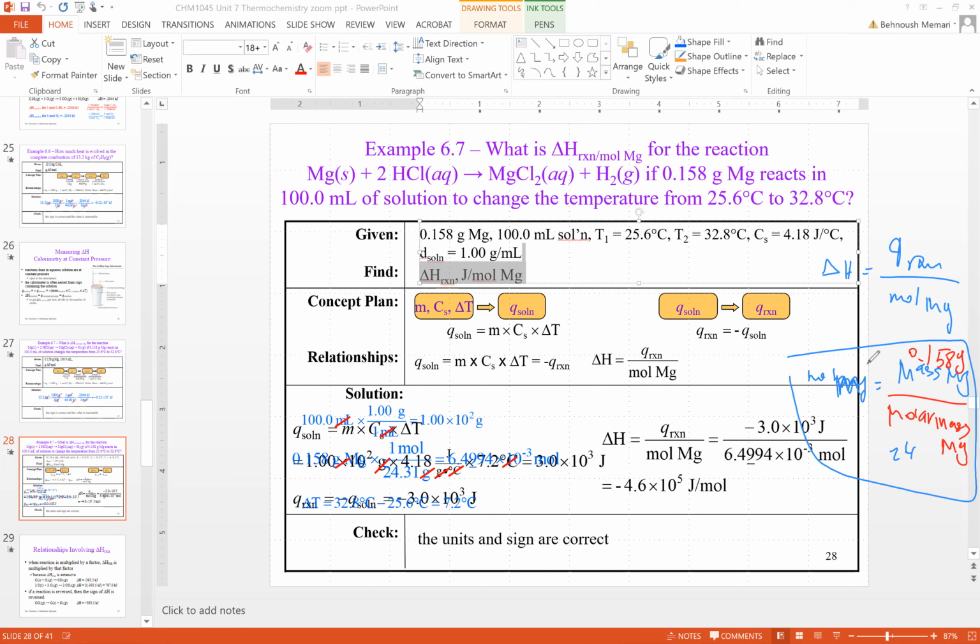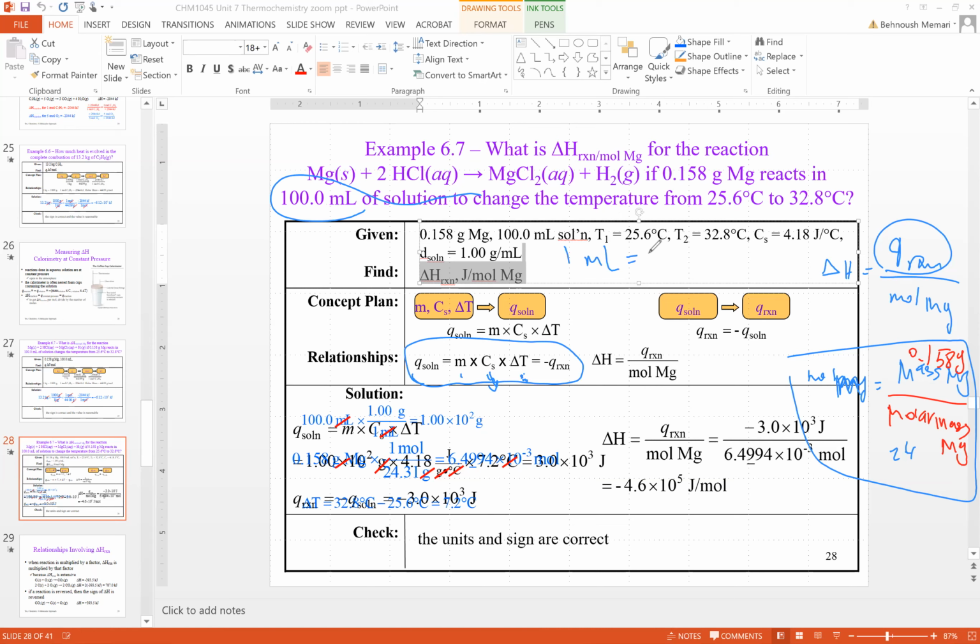So we need the moles of Mg and we need the Q for the reaction. For the Q of the reaction, if the specific heat, mass, and change in temperature are given, you just use those three. The specific heat applies because the temperature of the water is changing, and the amount of water is given as 100 milliliters.